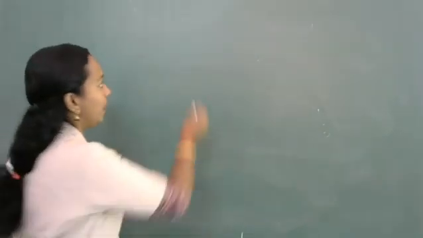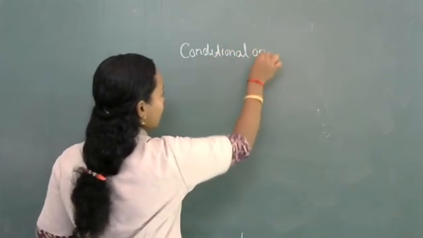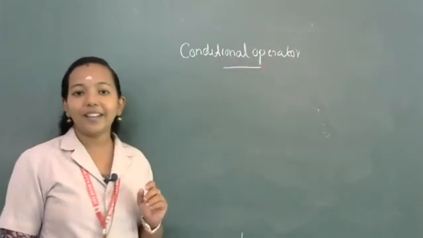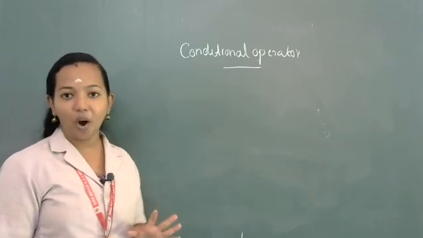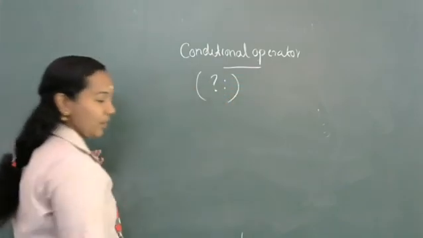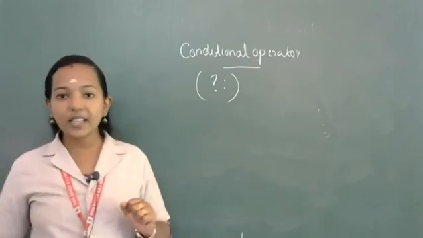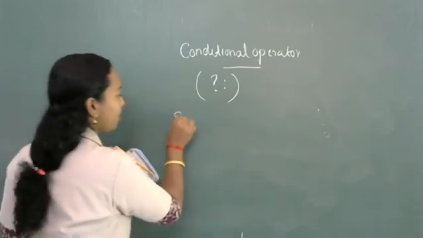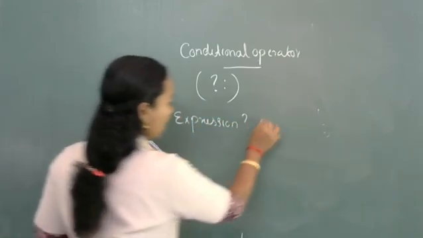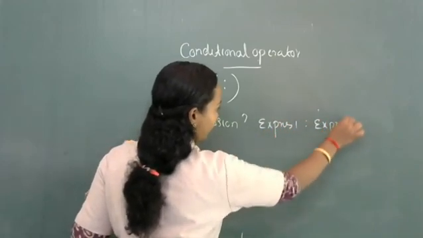Then one more operator is present, that is the conditional operator. The conditional operator belongs to the ternary operator category, because it consists of three operands, with a question mark and colon. So the syntax for the conditional operator will be like this: expression, question mark, expression 1, colon, expression 2.